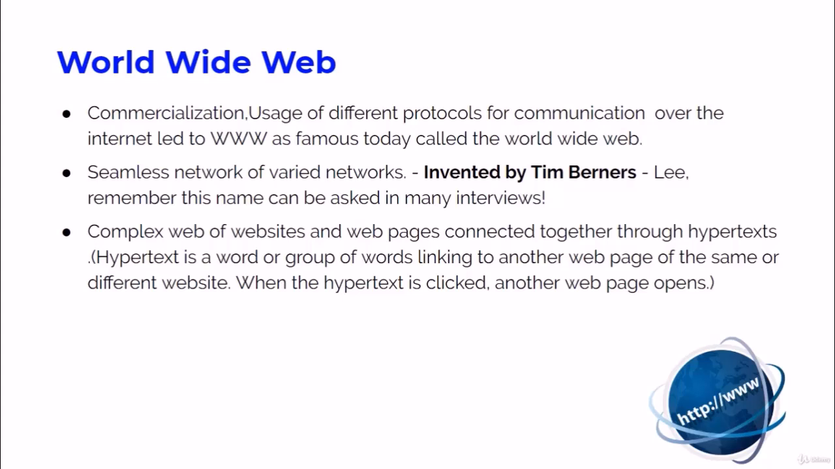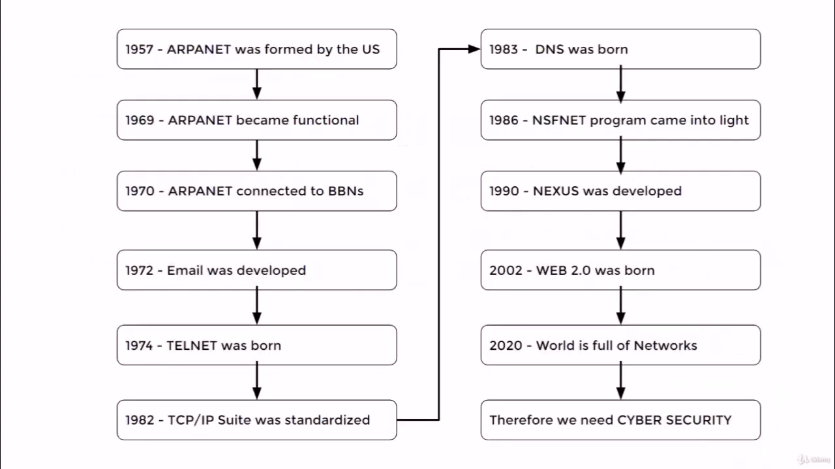So, as you can see, in 1957, ARPANET was formed by the United States. In 1967, ARPANET became functional. In 1970, ARPANET connected to the BBNs. Now what is a BBN? BBN stands for Broadband Networking Services.